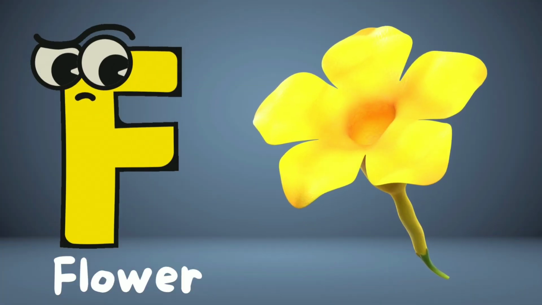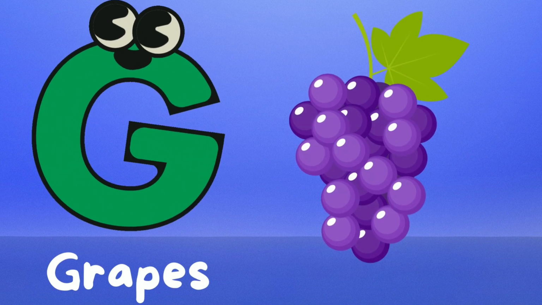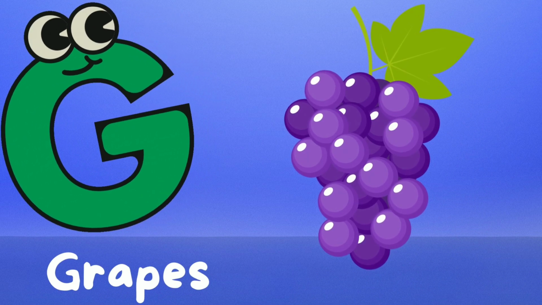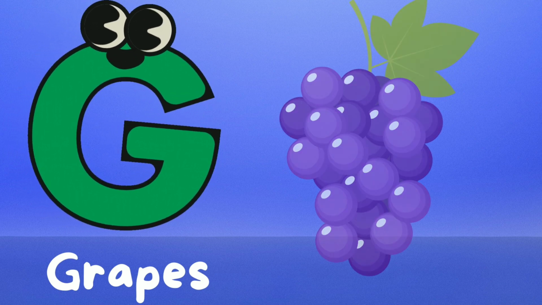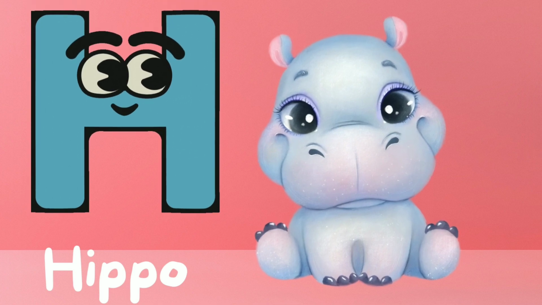F for flower, ding ding ding. G for grapes, ding ding ding. H for hippo, ding ding ding.